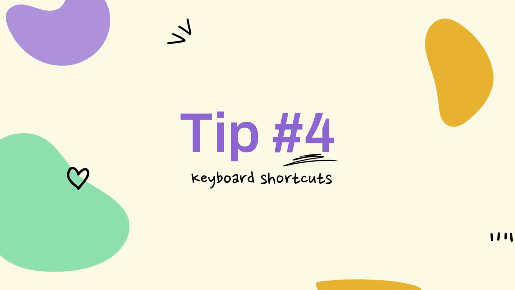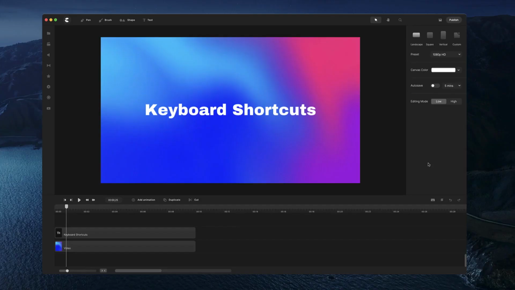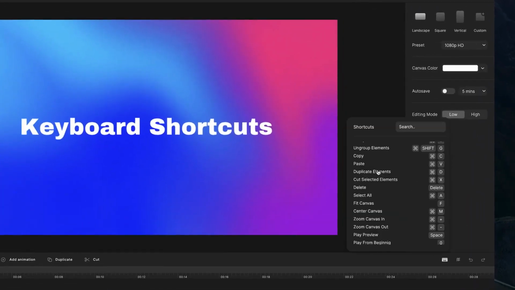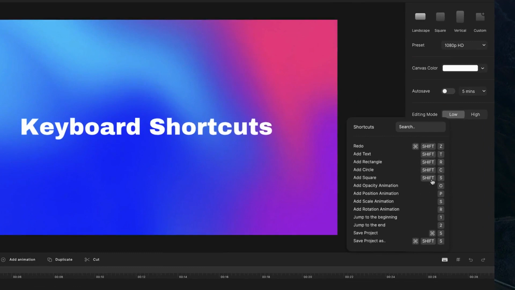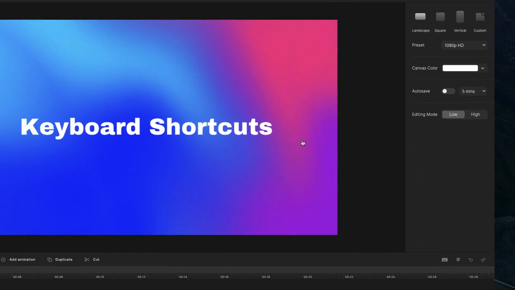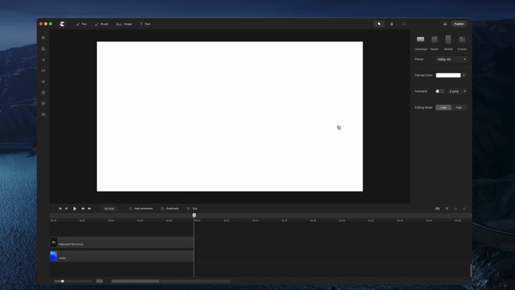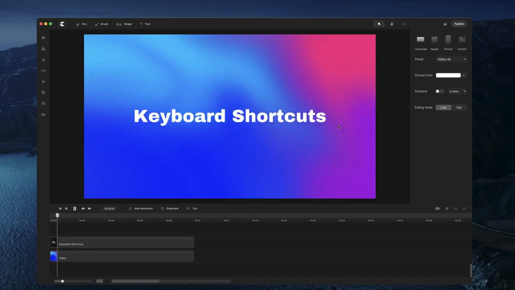Tip number four, keyboard shortcuts. Now shortcuts will help you to really speed up your workflow, and you'll see we've got our shortcuts panel over here, and you can view all the shortcuts that we've got. Some helpful ones that you might want to use are: one brings the time indicator to the start, two brings you to the end, zero starts the preview from the start.